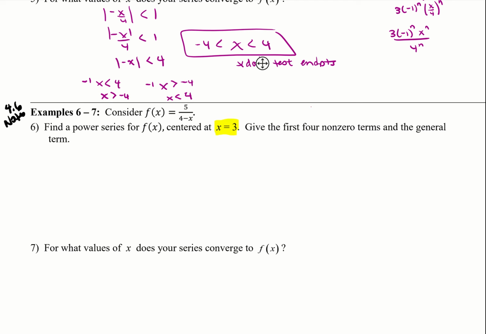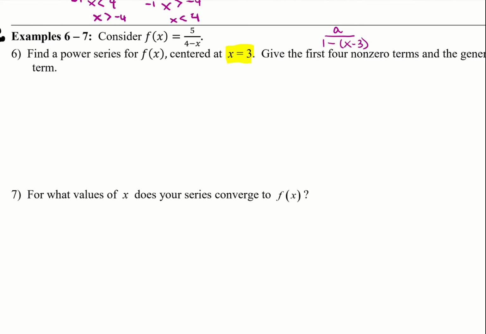Okay, so just a little planning on this. What we're looking for is whatever a ends up being. We would want a over 1 minus x minus 3, like that. That's actually what we're aiming for here in this problem. We need this x minus 3 because of where it's centered, and it needs to be 1 minus x minus 3. So we are kind of trapped here. We've got to find a way to make the denominator look like this.